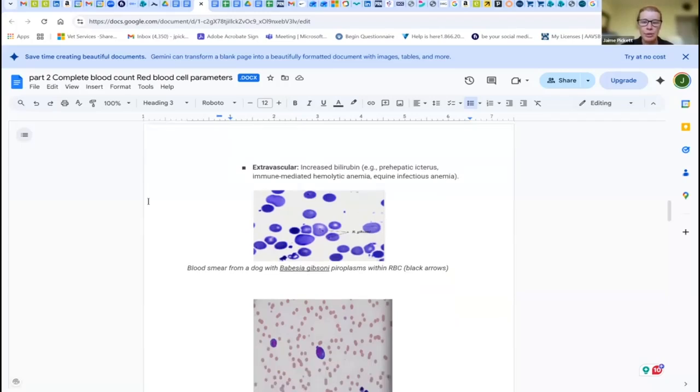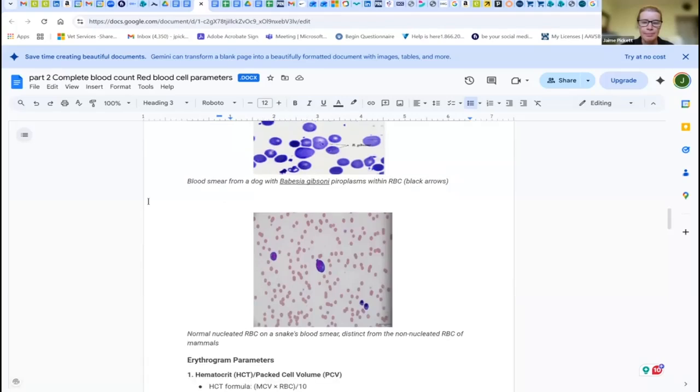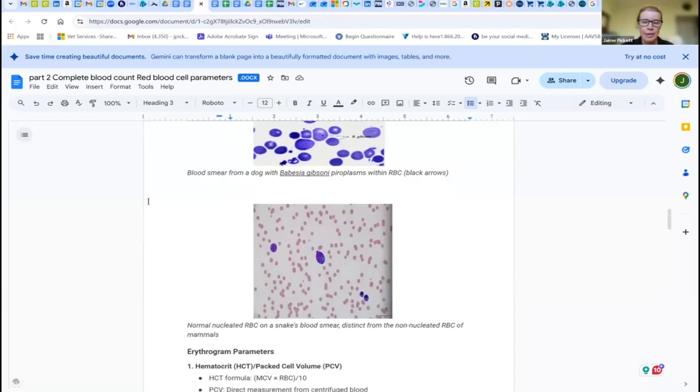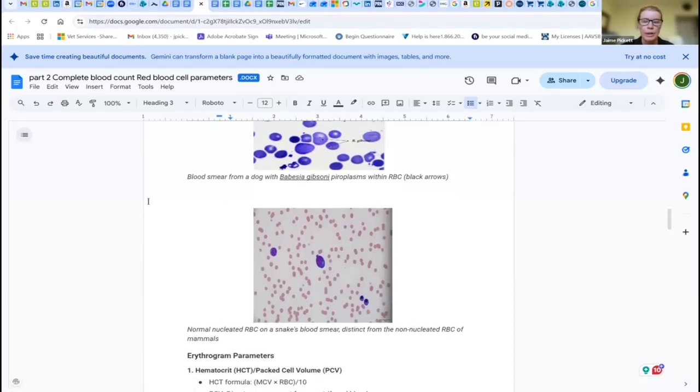So here are two great pictures. You can see in the second picture the normal nucleated red blood cell. And this was on a snake's blood smear.